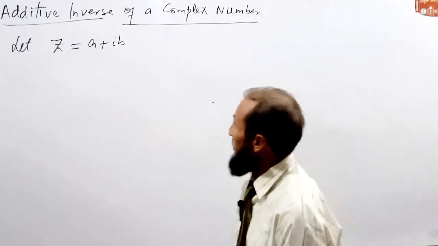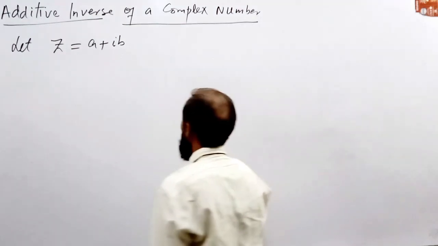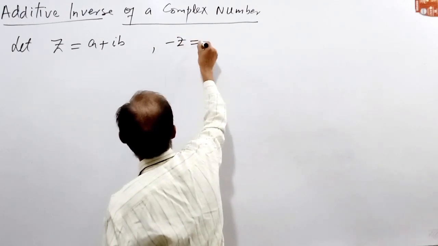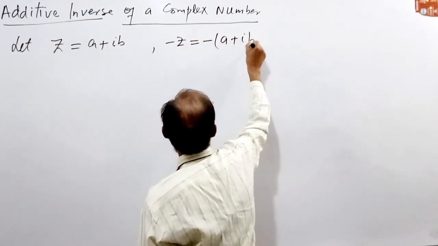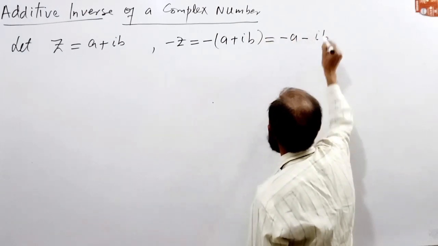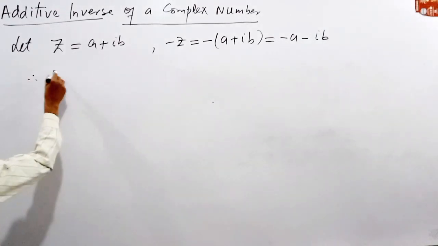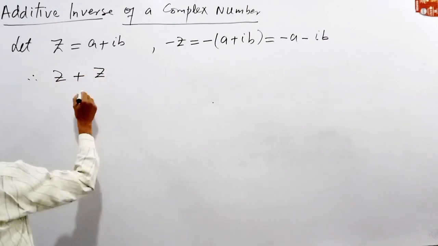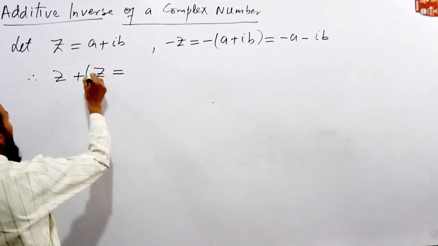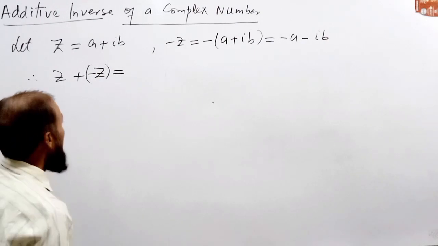So it means that here we take one of them, z is equal to a plus iota b. Now we are taking minus z is equal to minus into a plus iota b. So we can write this as minus a minus iota b. Now additive inverse means that if we add these two terms, what will the result be? Here is minus z. If we add that, the result must be 0.